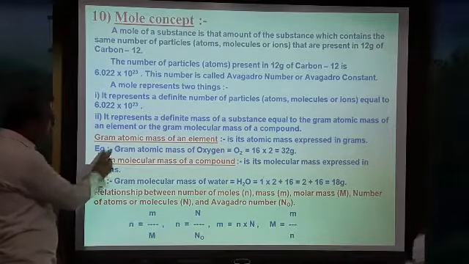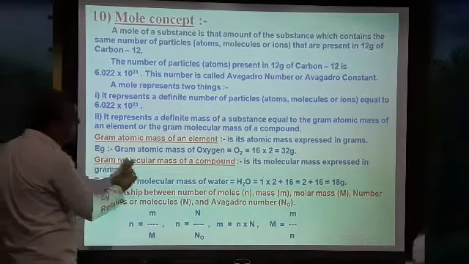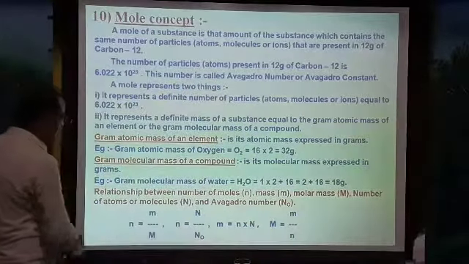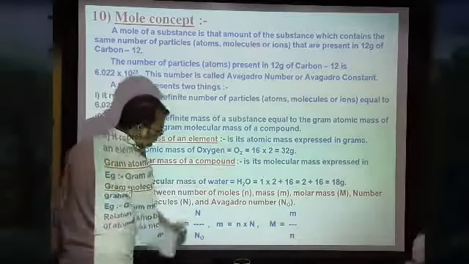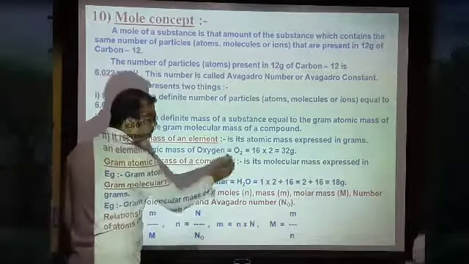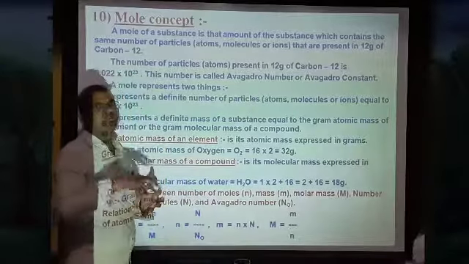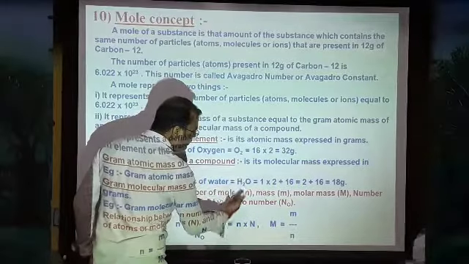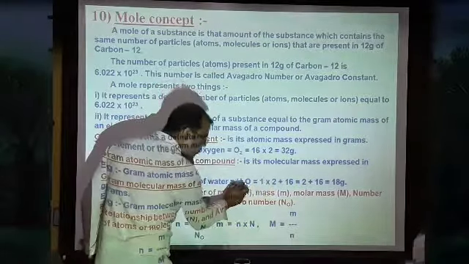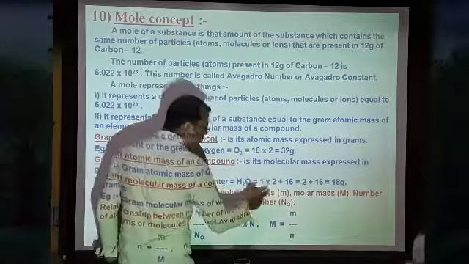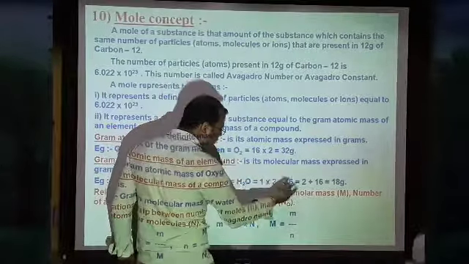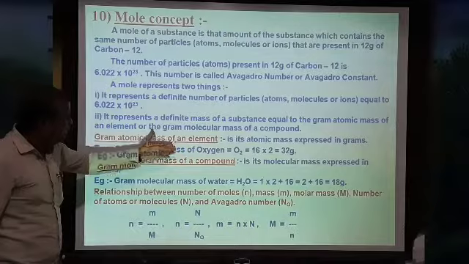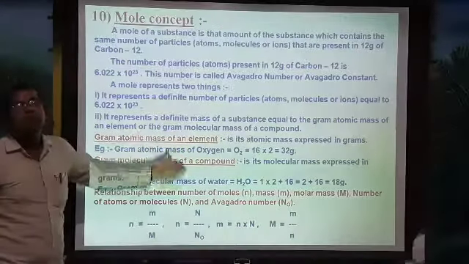Here we discussed atomic mass. Now the gram molecular mass of a compound is its molecular mass expressed in grams. Take the gram molecular mass of water. In a molecule of water, how many hydrogens are there? 2, each with atomic mass 1, so 2 into 1 is 2, plus oxygen, 1 into 16 is 16. So 2 plus 16 is 18 grams. Whatever the mass is, we are just comparing it with grams.